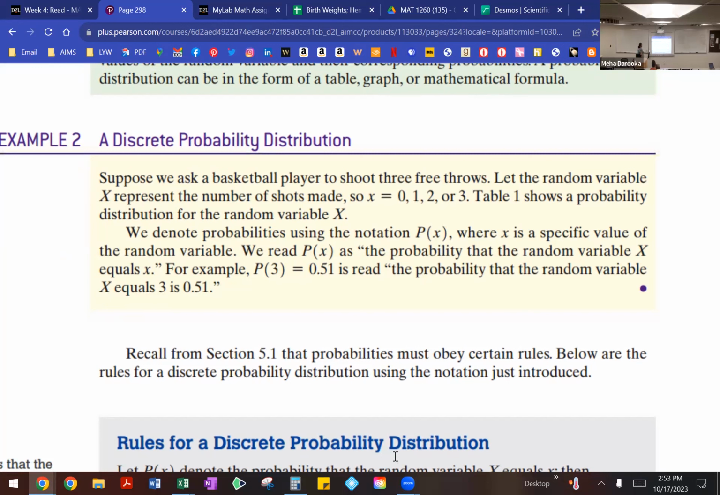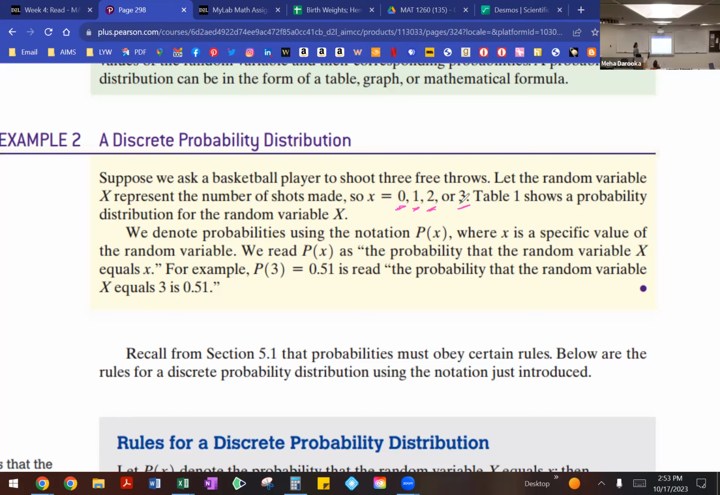So to set that up, take a look at this example. Let's say we ask a basketball player to shoot 3 free throws. Your random variable would be the number of shots made. They might make none, one of them, two of them, or all 3 of them. That becomes the value of the number of shots, and your probability will be based on that.